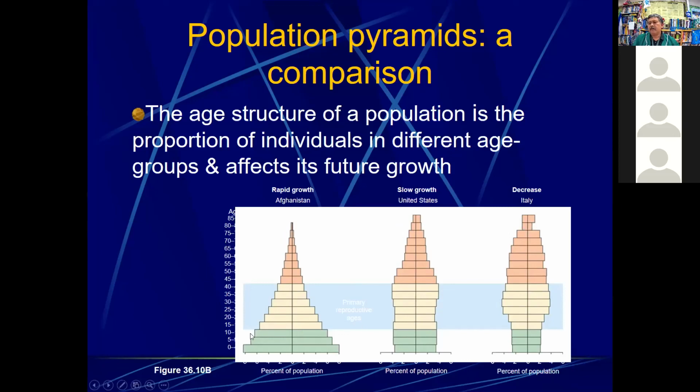Basically, you want to take a look at the bottom right here. If you have a wide base at the bottom, a population that has a much lower average age, then you see that this population right here is a rapidly growing population. So rapid growth, slow growth, and a decrease right there.